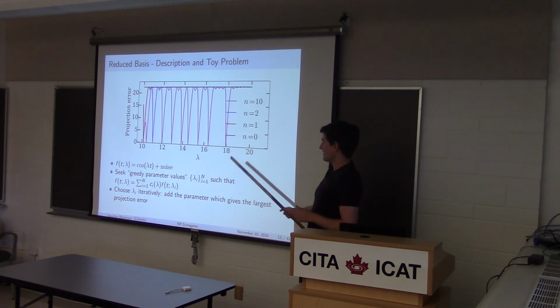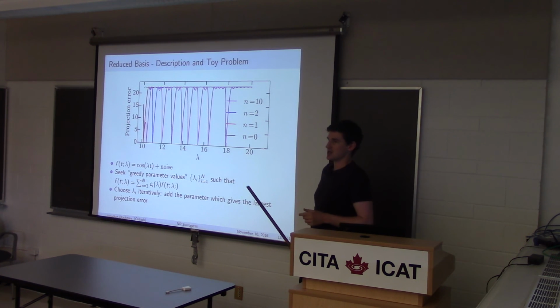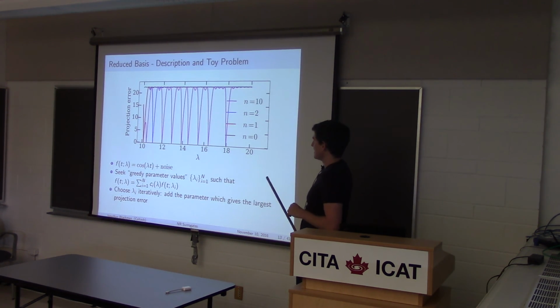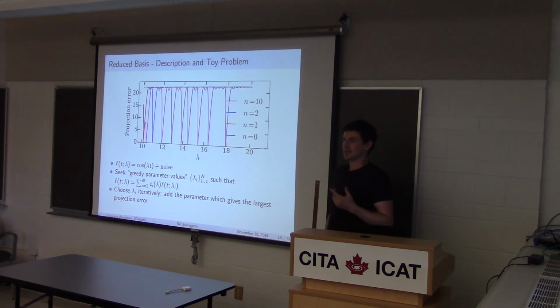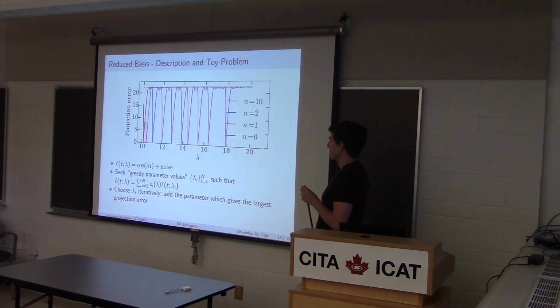We choose the value of lambda that gives us the largest projection error. And at this point, it doesn't really matter what value of lambda we choose, but we end up choosing this one over here just above 10. We add that solution to our basis. We perform a Gram-Schmidt orthonormalization, and then we repeat this.